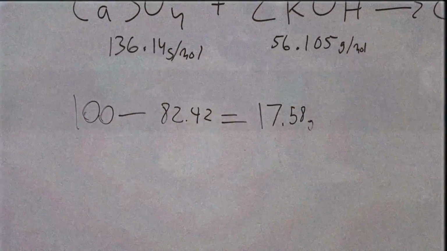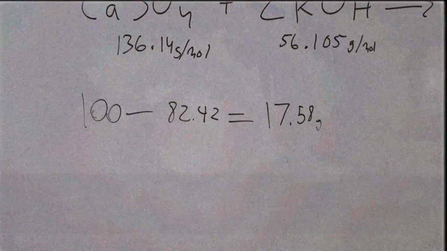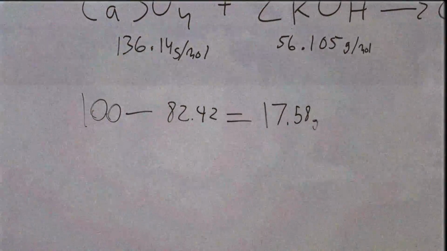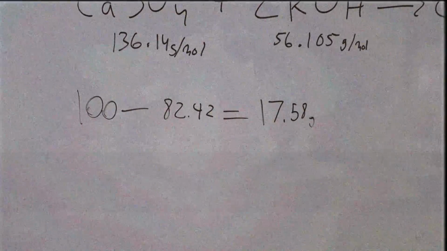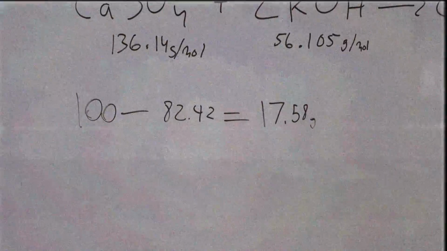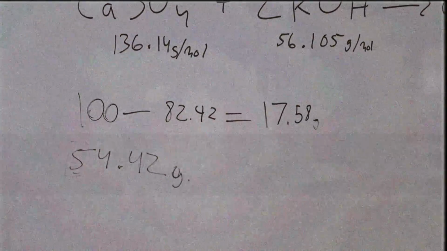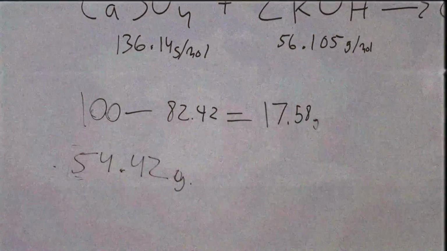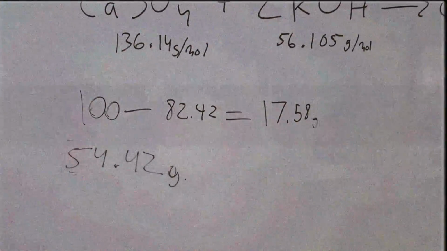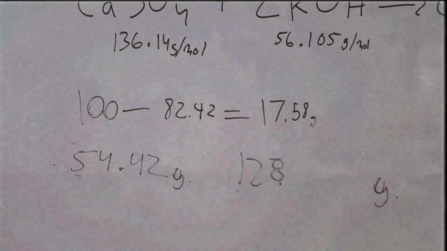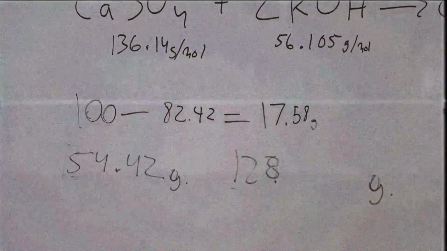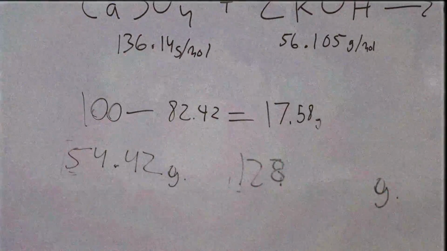So by performing the percent yield, we can determine that we have 17.58 grams of potassium hydroxide of excess left. So our products would be 54.42 grams of calcium hydroxide and 128 grams of potassium sulfate with 17.58 grams of potassium hydroxide left.